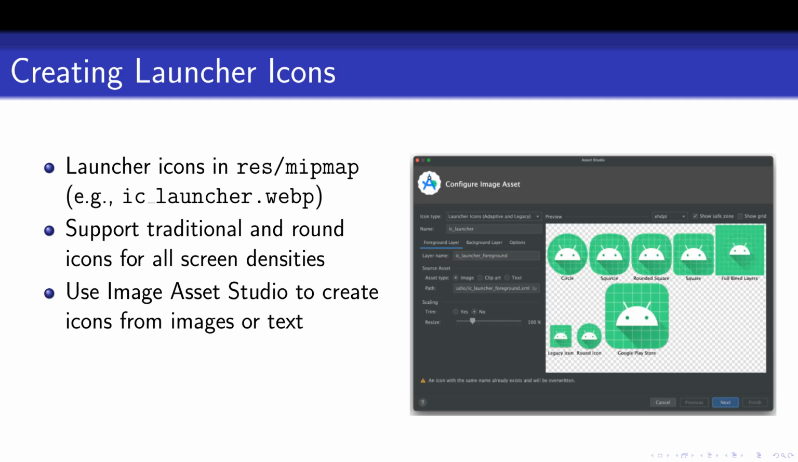Every Android app needs a launcher icon, and these are stored in the res/mipmap directory. Modern Android supports both traditional square icons and round icons to match different device themes. You need to provide versions for all screen densities to ensure your icon looks crisp on every device. Android Studio includes a helpful Image Asset Studio tool that can generate all the required icon sizes from a single source image or even create icons from text.